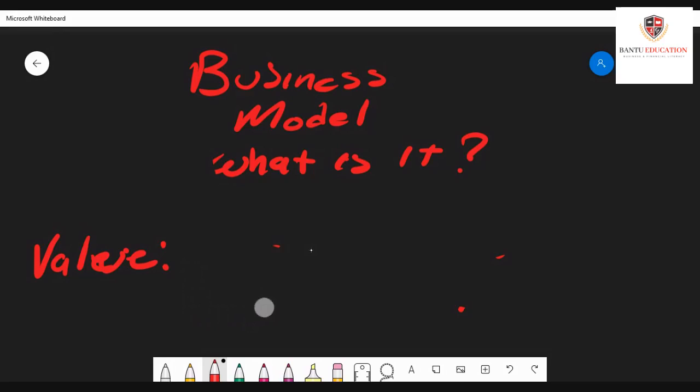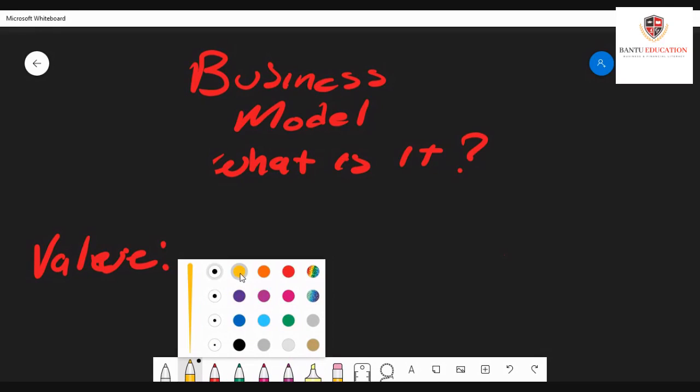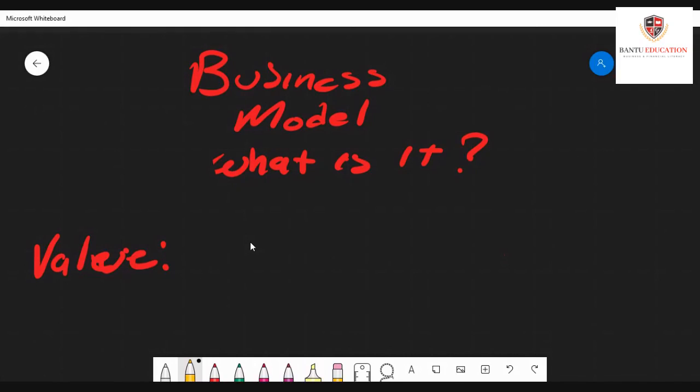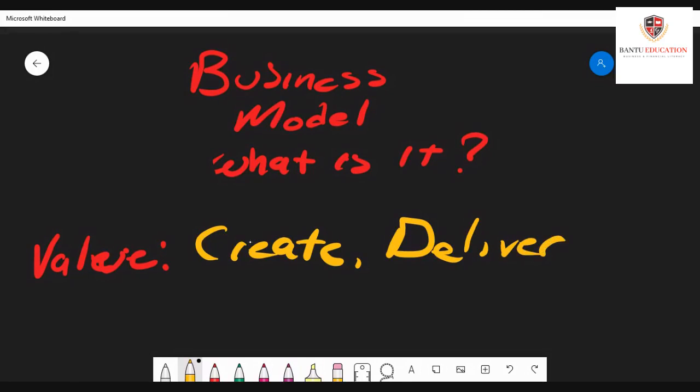A business model is simply, how do you plan to create value? How do you plan to deliver value, and how do you plan to capture value? The capture part is really monetization. How do you plan to monetize that value? Okay, so let me go back here so I can write properly. So value, what is value? How do you plan to create it, right? How do you plan to deliver it? And then how do you plan to capture value?